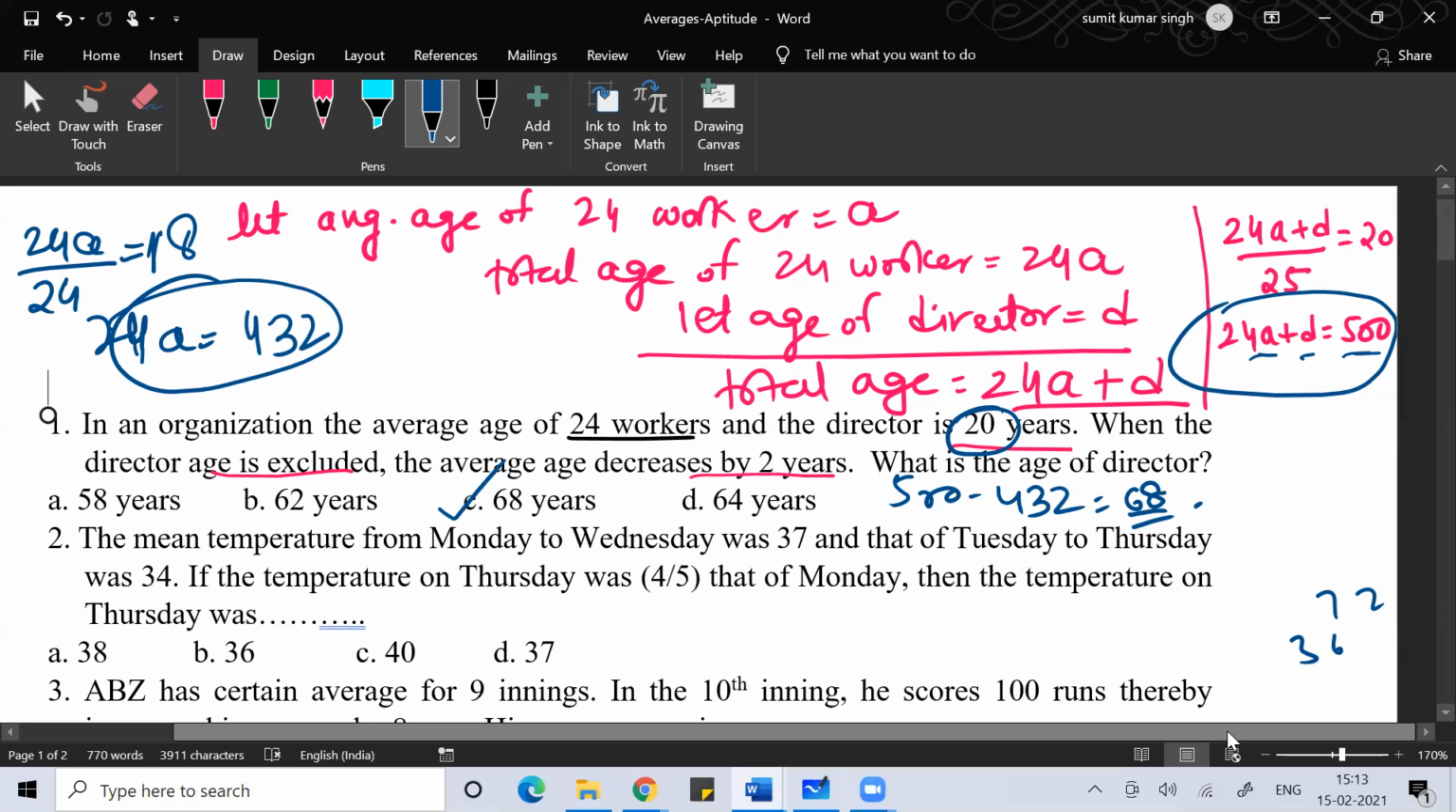Anyone have any doubt? Any question you want to ask me on this question number one? Any doubt, anyone? So you can try question number two.